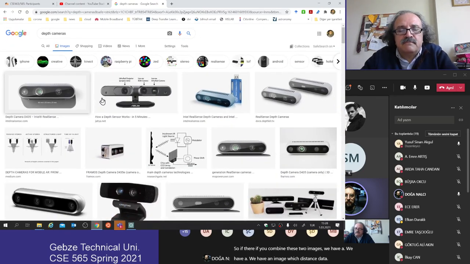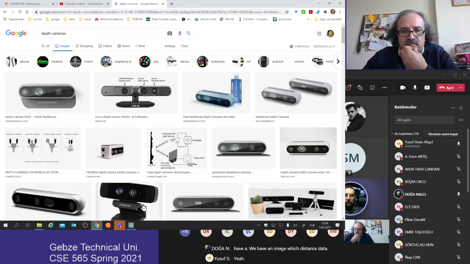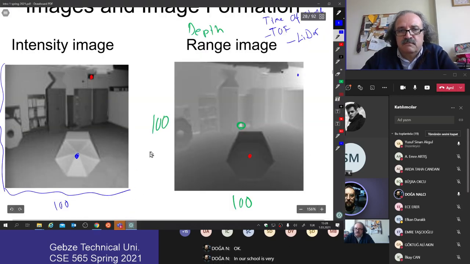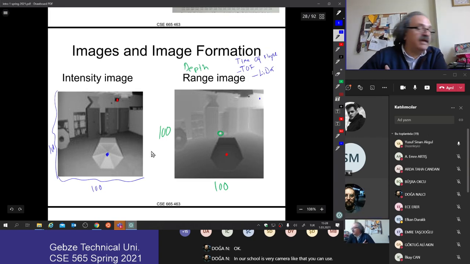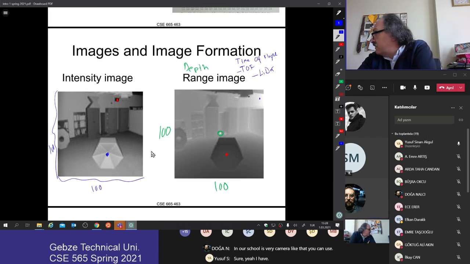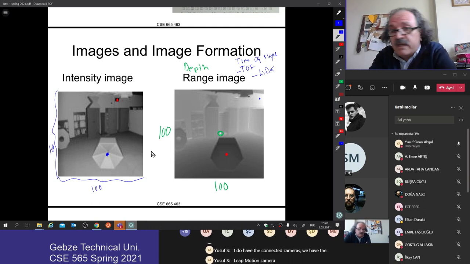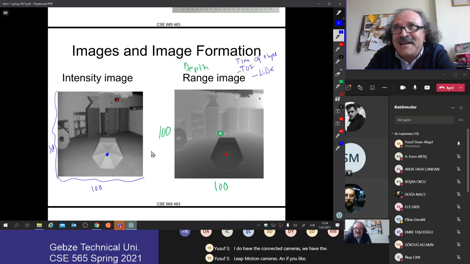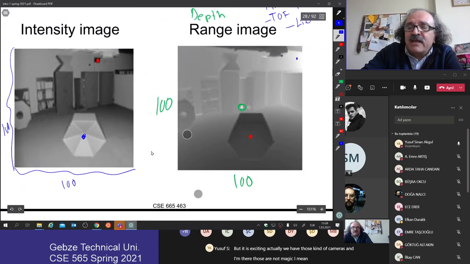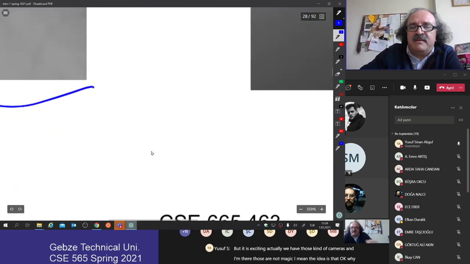Yeah. In our school, is there a camera like that you can use? Sure, yeah. We have the Kinect cameras, we have the Leap Motion cameras, and if you like, so you liked it, huh? If you like it, I will assign one or two homeworks about this too. Yeah, okay, good. 3D is exciting, actually. We have those kind of cameras, and those are not magic. Why don't I start by talking about them in my next lecture?